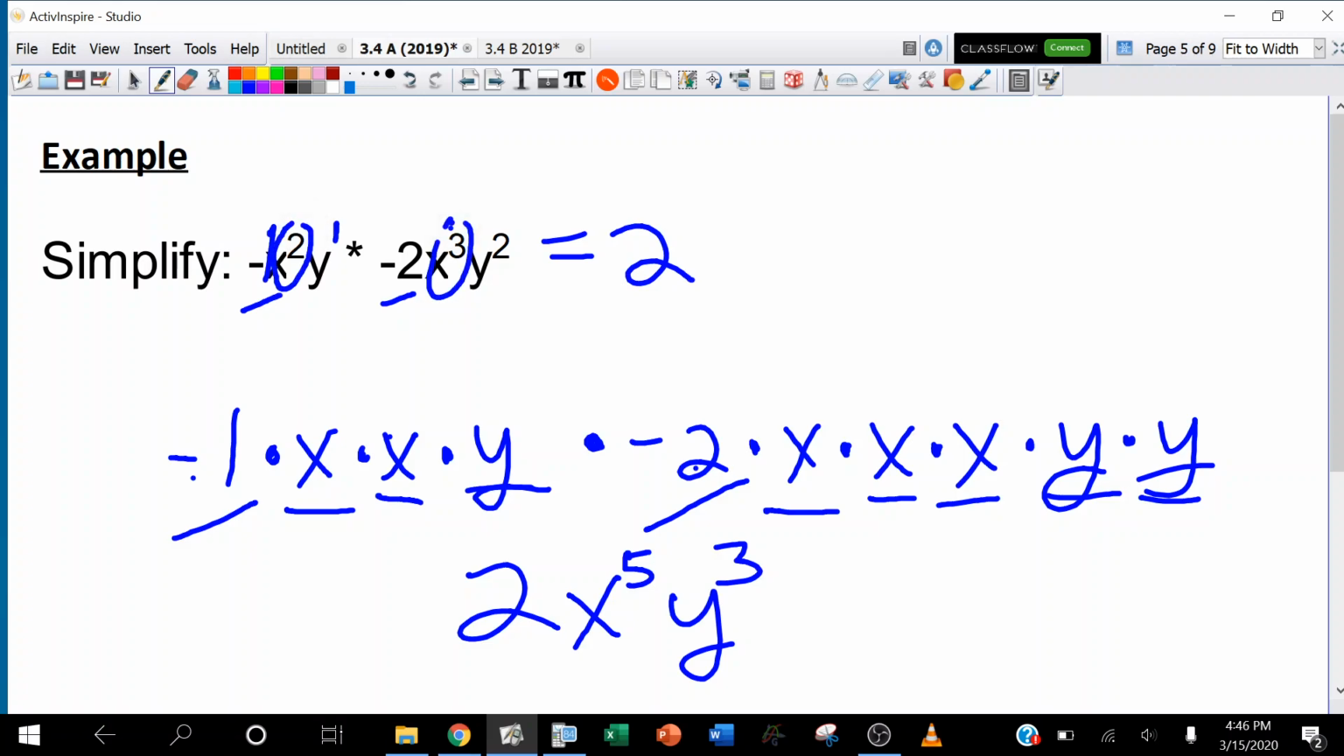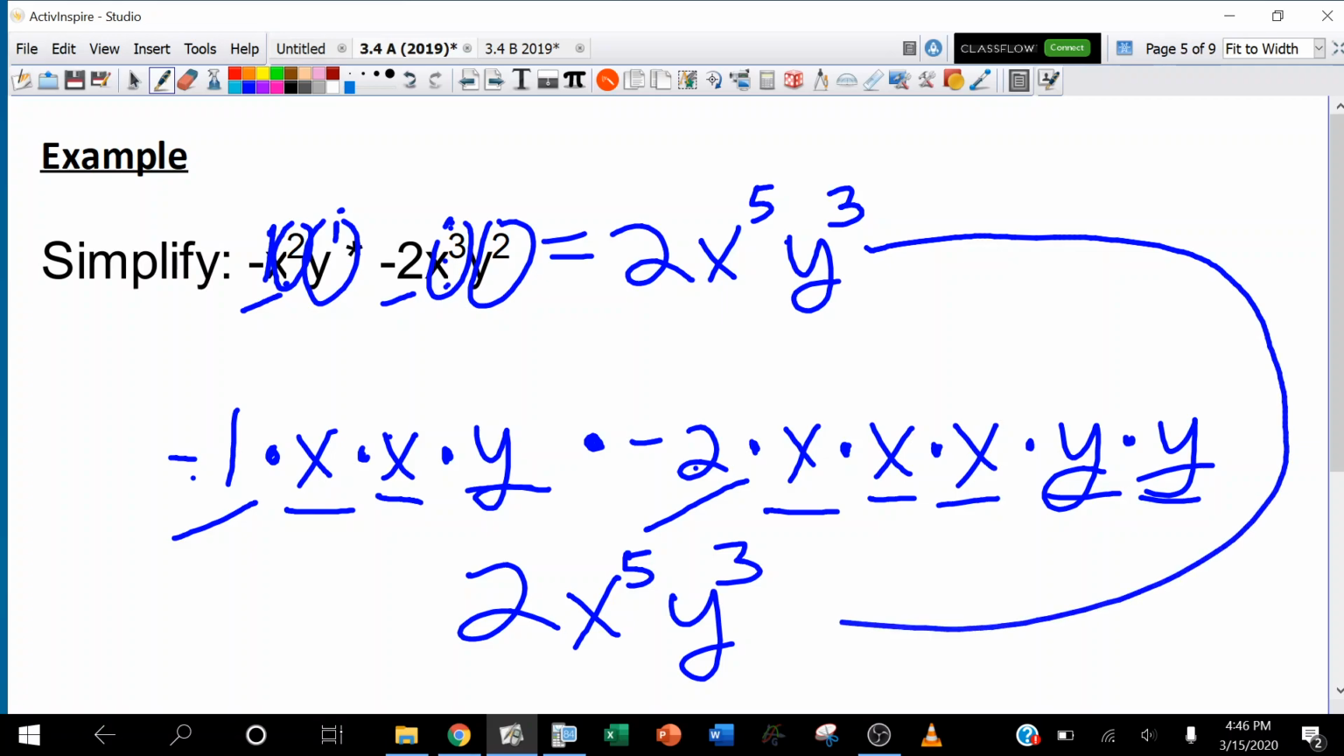X squared, x cubed, because they're both x's, because the bases are the same, I can add the exponents. 2 plus 3 would be 5. And then for the y's, I got y to the 1st, y squared. Bases are the same, so once again I can add the exponents. 1 plus 2 would be 3. So you can see when I do the shortcut, I get the same answer as I get when I work something like that out.